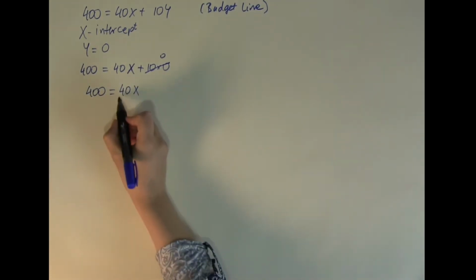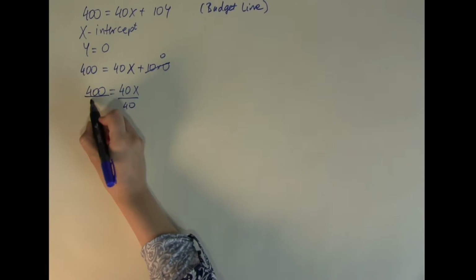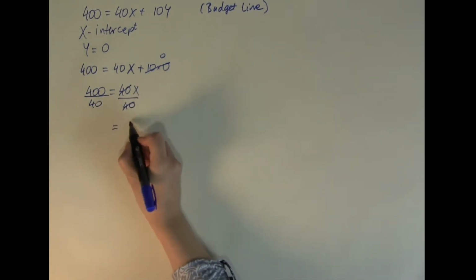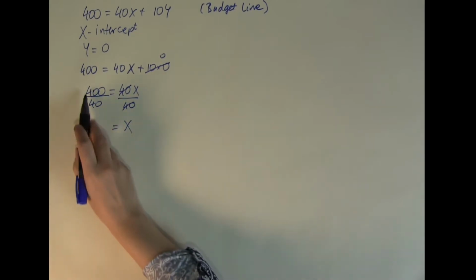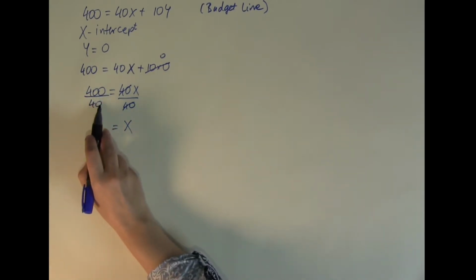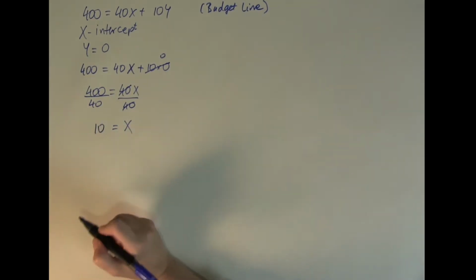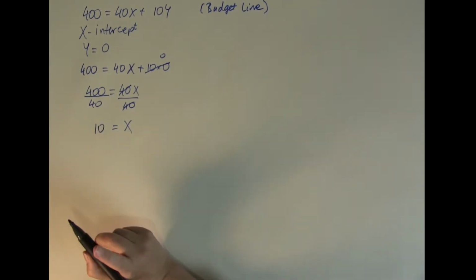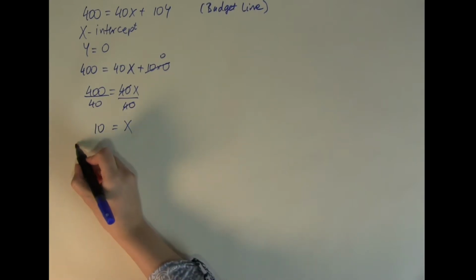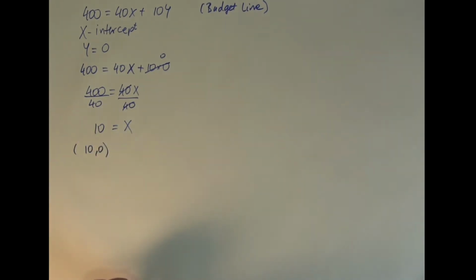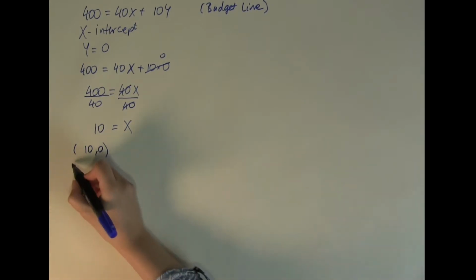And if I want x, I just need to divide both sides by 40. That goes to 1, so that gives me x. And 400 divided by 40 gives me 10. Remember, 10 times 40 gives you 400. So I found one point, and this point is (10, 0). So how am I going to do the y-intercept?